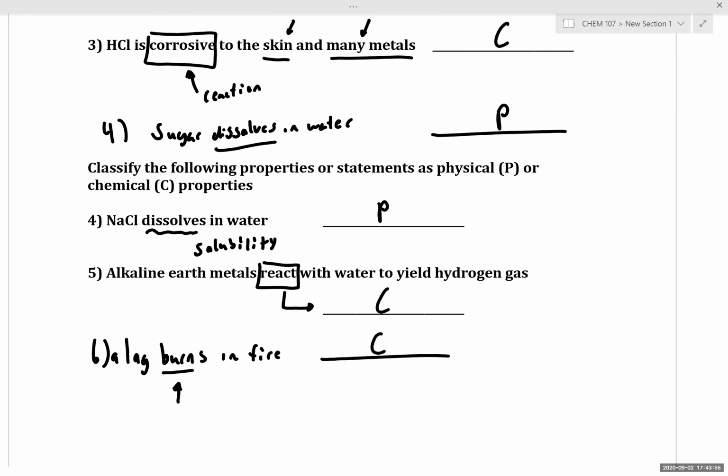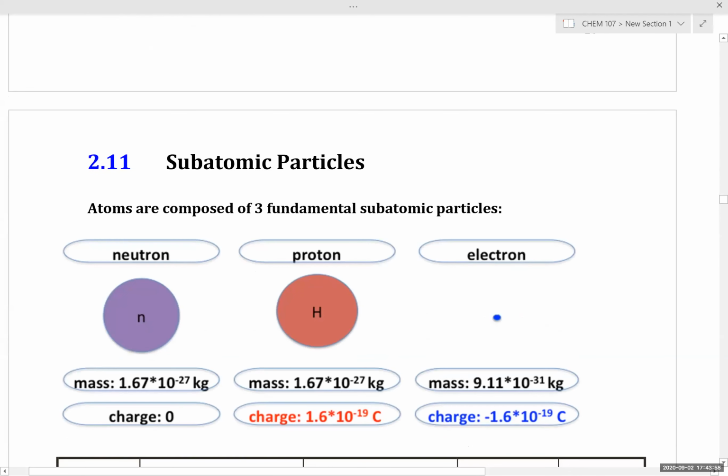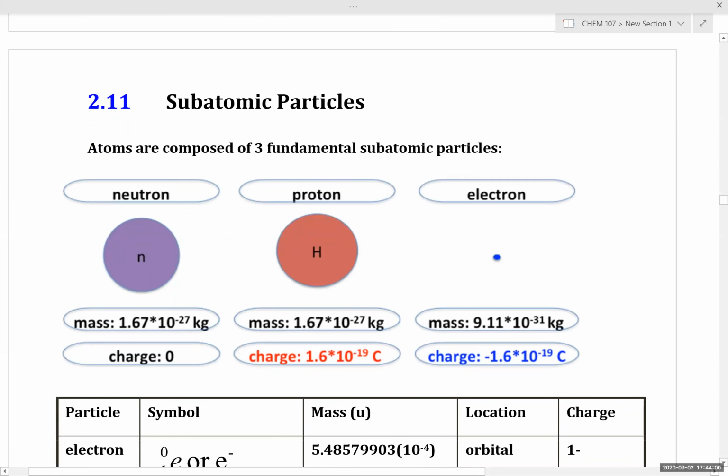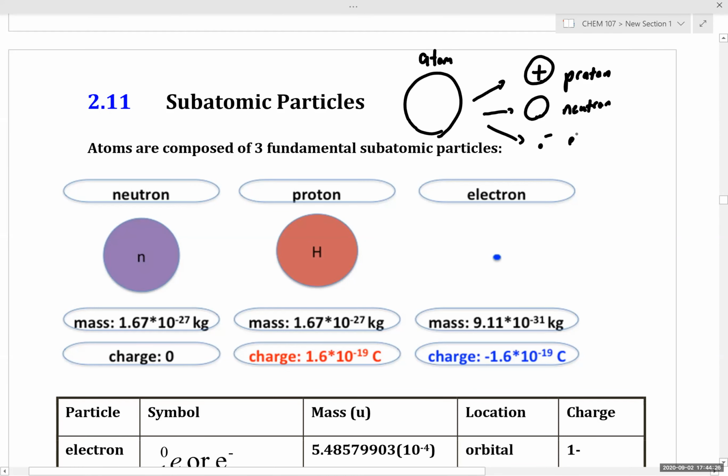Okay, so let's talk now about the fundamental particles that make up an atom. If we have an atom, so this is our atom, atoms are comprised of three fundamental particles: a positively charged proton, a neutral neutron, and a negatively charged electron.